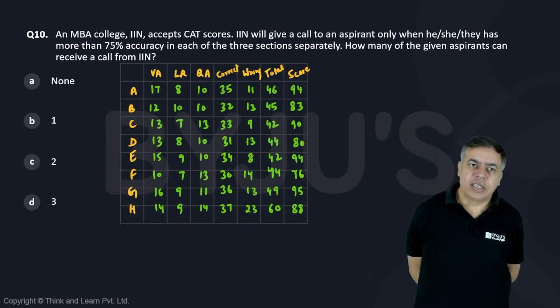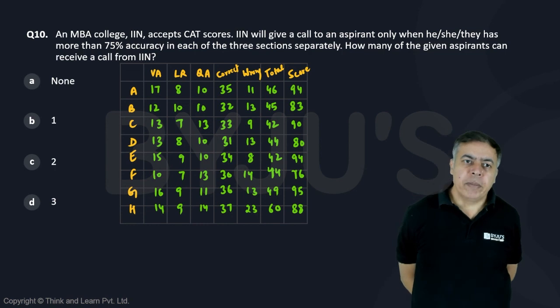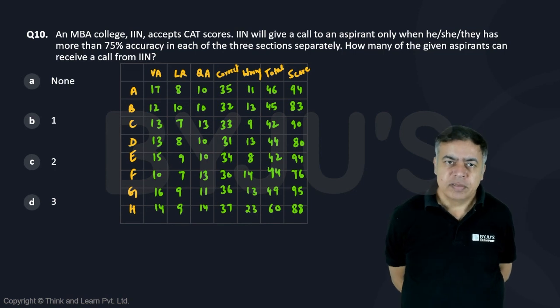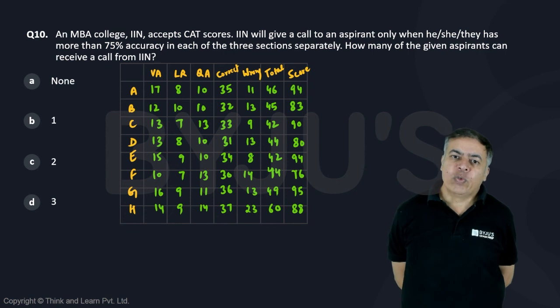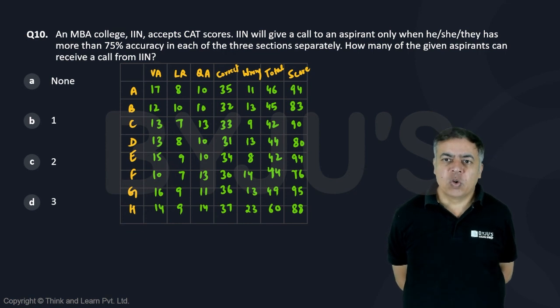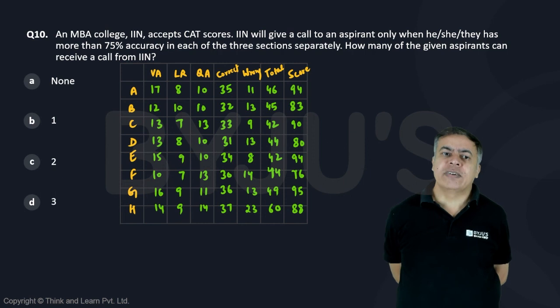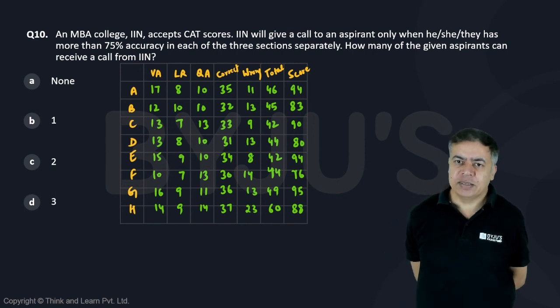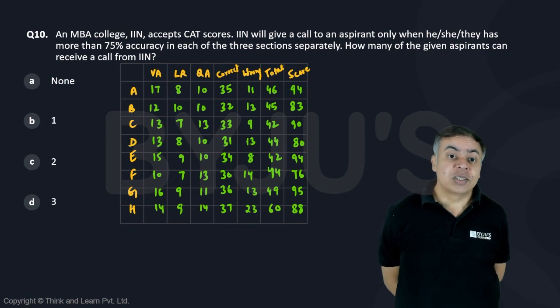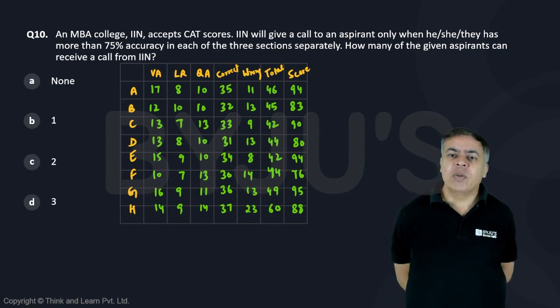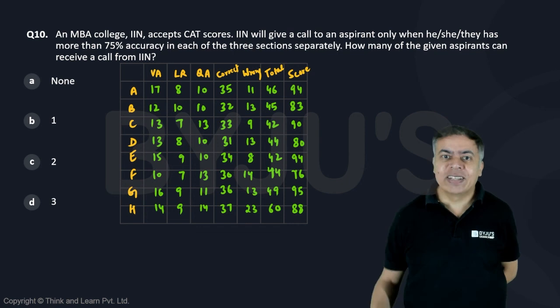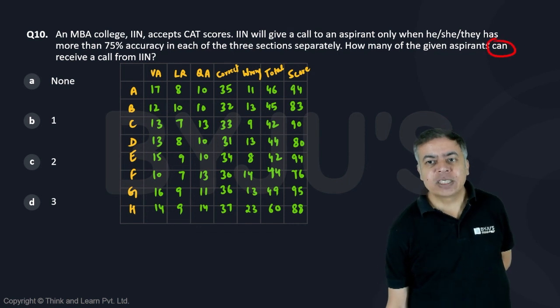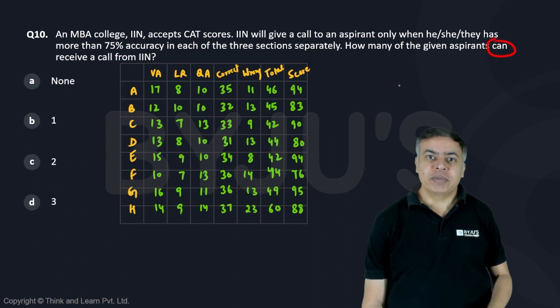Next question: an MBA college, IIN, accepts CAT score. IIN will give a call to an aspirant only when they have more than 75% accuracy in each of the 3 sections separately. Now accuracy is the score out of attempted. So here it is asking how many of the given aspirants can receive the call. The question is 'can', the possibility, so I will make the possibility.